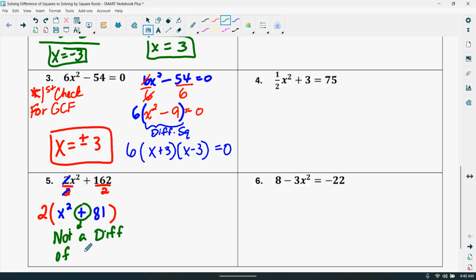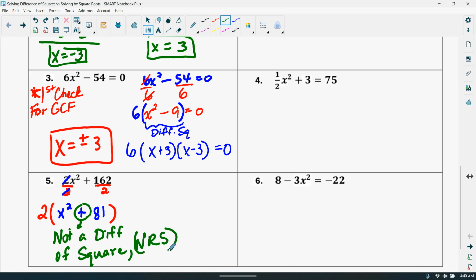I cannot do the shortcut. I cannot do plus or minus. This is not going to be able to be solved. It's going to be solved, but we call it not a real number solution. So I'm just going to put there, no real solution.